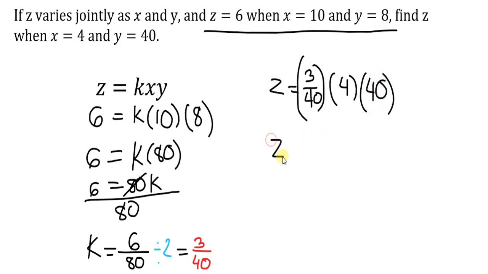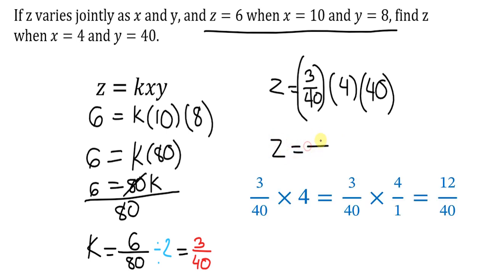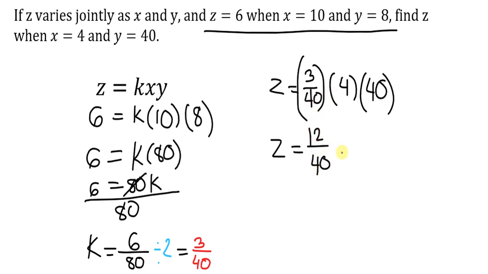So, z is equal to, so 3 times 4, that is 12. Then 40 times 1, that is 40. Times 40. Then 12 over 40 times 40, so makakancel na tong dalawa. Then, cancel na lang natin. So, z is equal to 12.